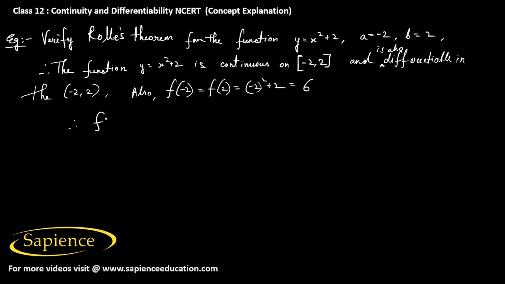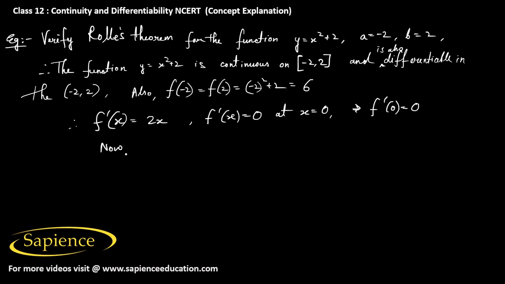Now, therefore, f dash x is equal to 2x. Now, f dash x is equal to 0 at x equal to 0, which means that f dash 0 is equal to 0. Now, 0 is a real number which belongs to the open interval -2 to 2.